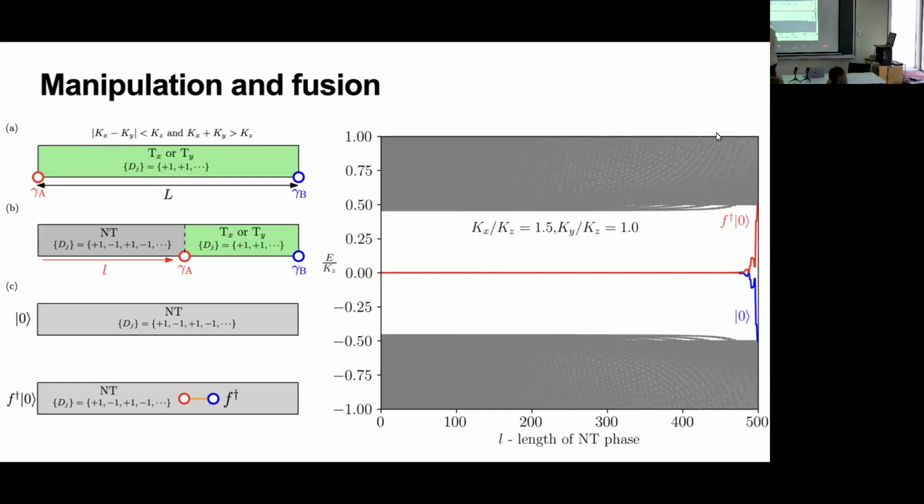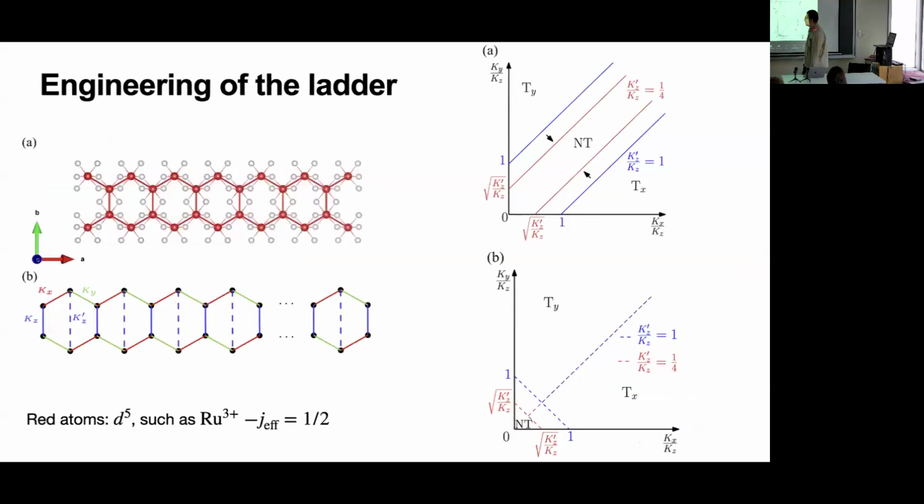Okay, yeah. So with the TX and TY phase, we can directly move this gamma A and then fuse them to a vacuum sector or fermion sector by changing the DJ flux. Okay, and we also discussed the potential engineering of the ladder, which could be realizing our 2D material. These red atoms are D5 configuration that have effectively spin half, and we have other spin degree.